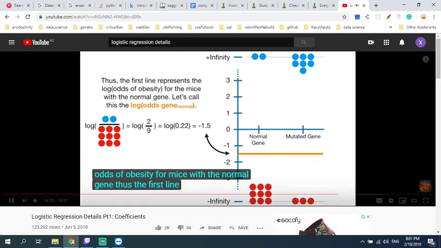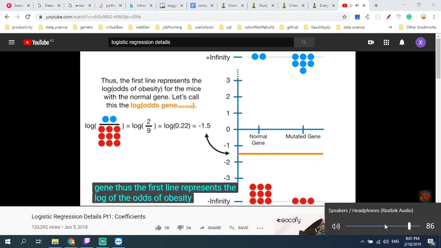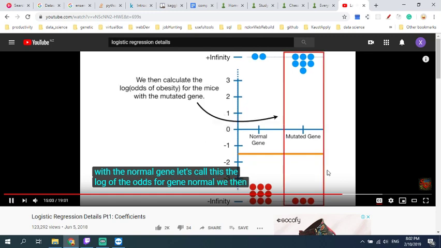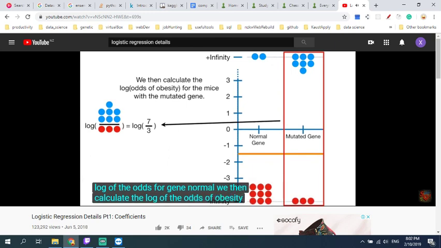Thus, the first line represents the log of the odds of obesity for the mice with the normal gene. Let's call this the log of the odds for gene normal. We then calculate the log of the odds of obesity for the mice with the mutated gene.